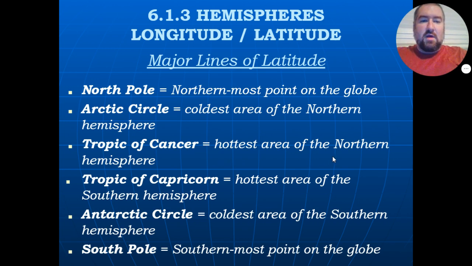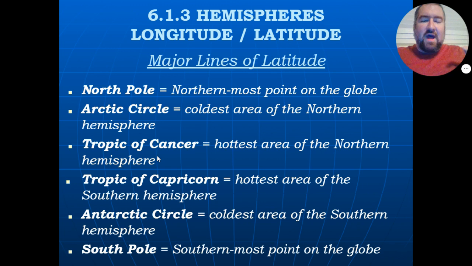The hottest area of the northern hemisphere is between the equator and the Tropic of Cancer. So that's going to be the hottest area. It's just this little band right around the middle of the planet called the Tropic of Cancer. Whereas the hottest area in the southern hemisphere is going to be the area between the equator and a line called the Tropic of Capricorn. Once again, it's just going to be this band close to the equator. So the closer to the equator you get, the hotter you get.